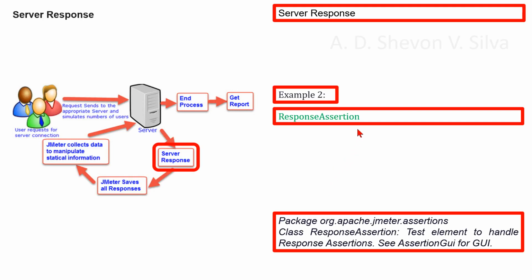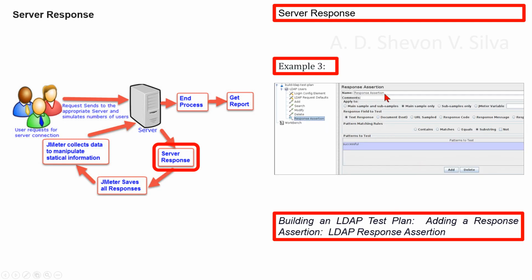Now, as an example, we can consider the class ResponseAssertion in package org.apache.jmeter.assertions. Test element to handle response assertions. See AssertionGUI for the GUI. Now we are considering adding a response assertion in building an LDAP test plan. You can add a response assertion. Here, the LDAP response assertion. You can add the response assertion element.